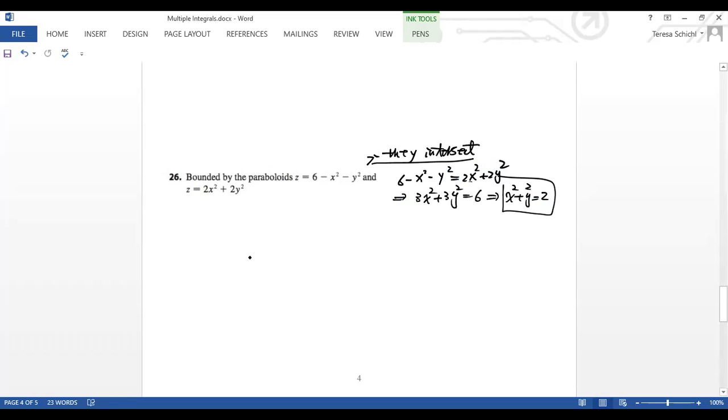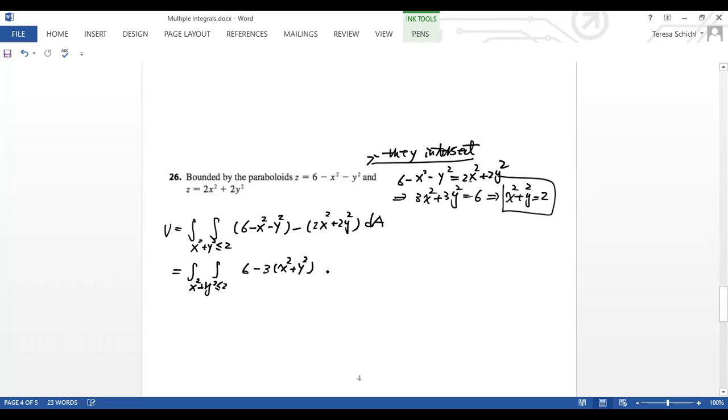So now the volume. This is the integration region. The volume will just be the integral over this region, x squared plus y squared less than or equal to 2, bounded by these two. So you use the top surface minus the bottom surface, with dA, the area element. So if you combine this, with x squared plus y squared less than or equal to 2, it will be the integral of 6 minus 3(x squared plus y squared) dA, right?